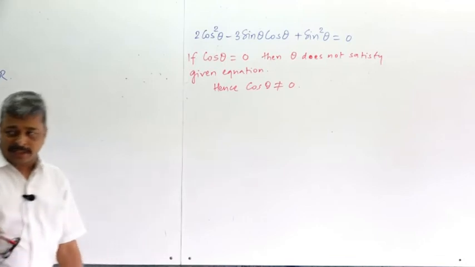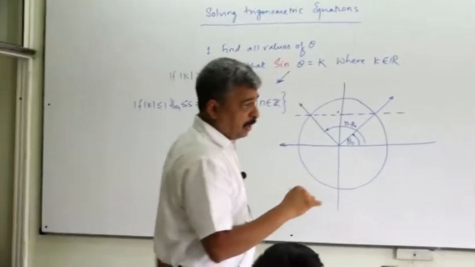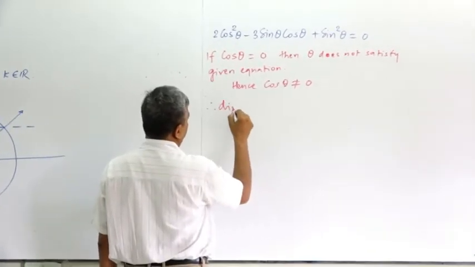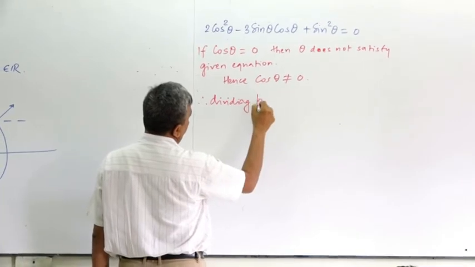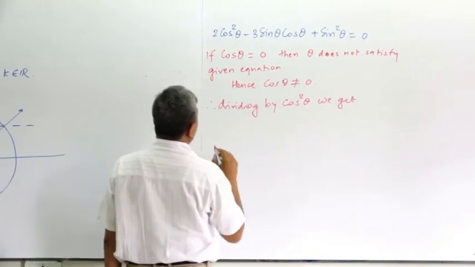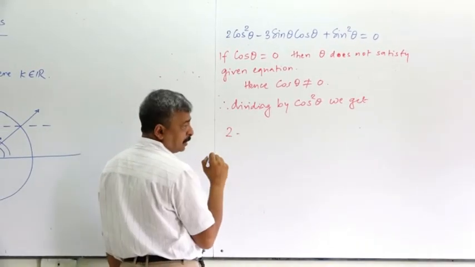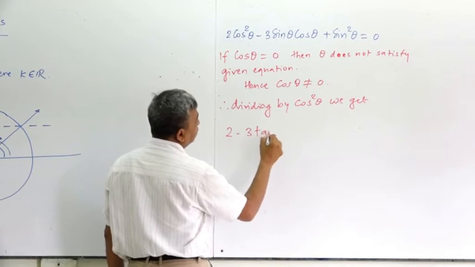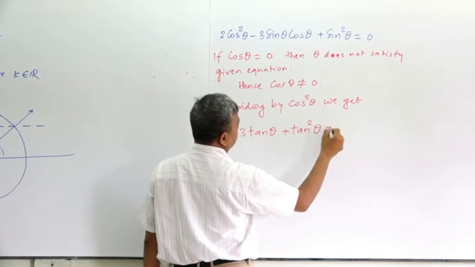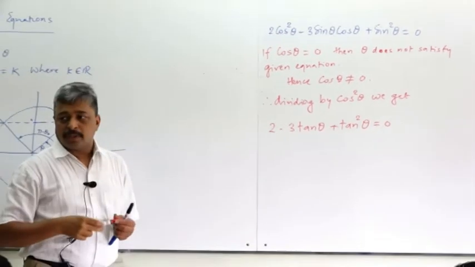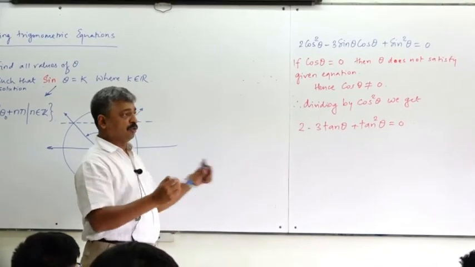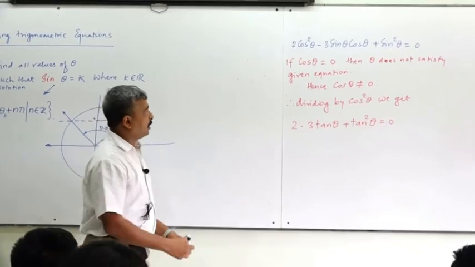And now when I say cos theta is not equal to 0, I get permission to divide the entire equation by cos square theta. Therefore, dividing by cos square theta, we get 2 minus 3 tan theta plus tan square theta is equal to 0. This is a very important step: dividing by cos square and ensuring that cos square theta equal to 0 is not a solution.